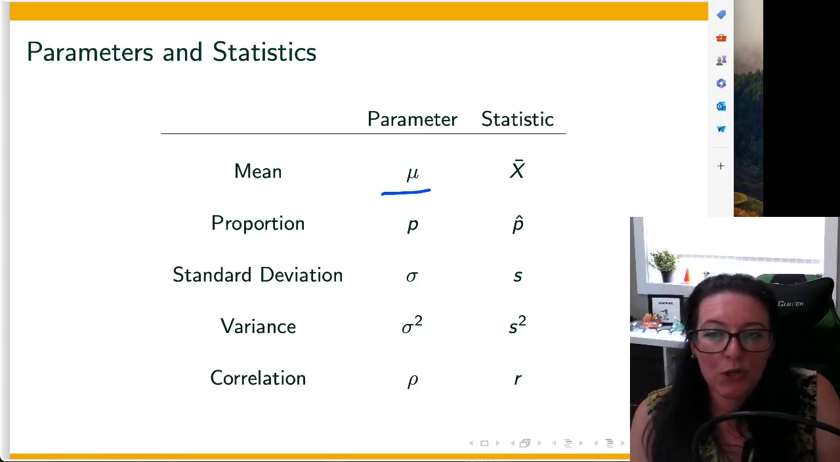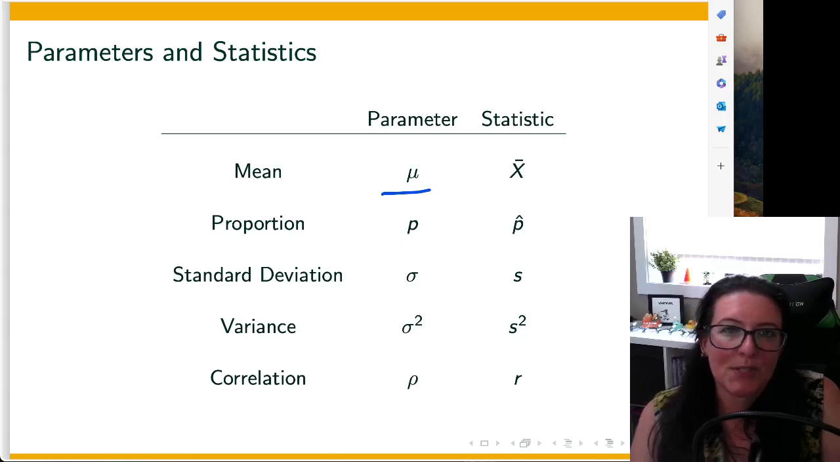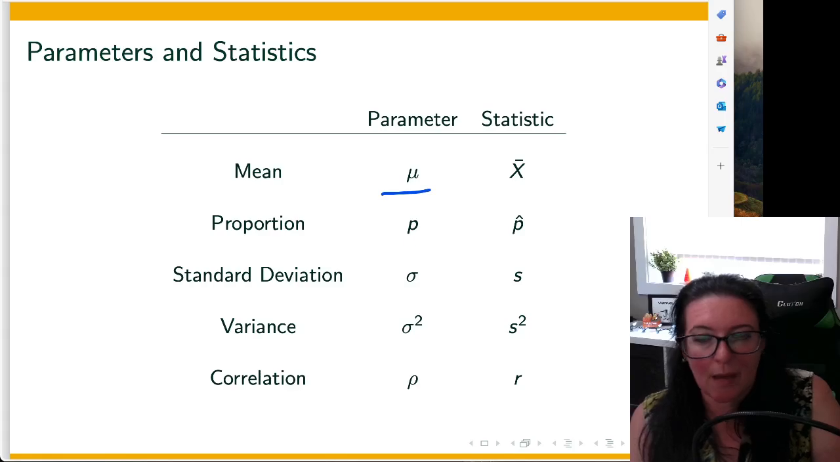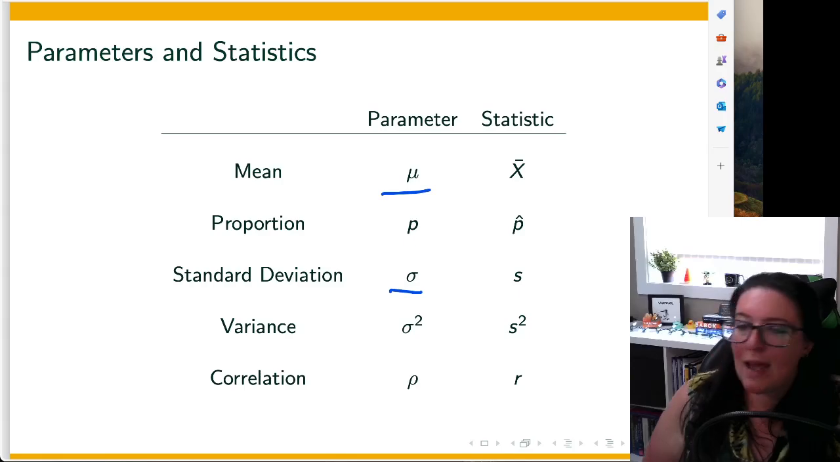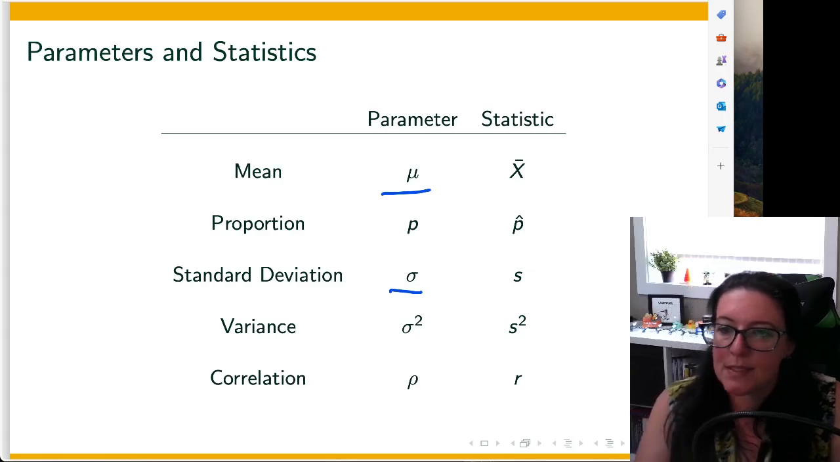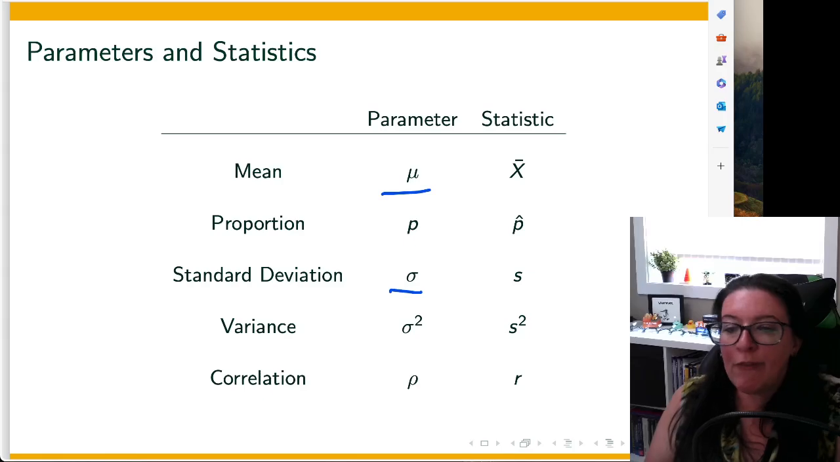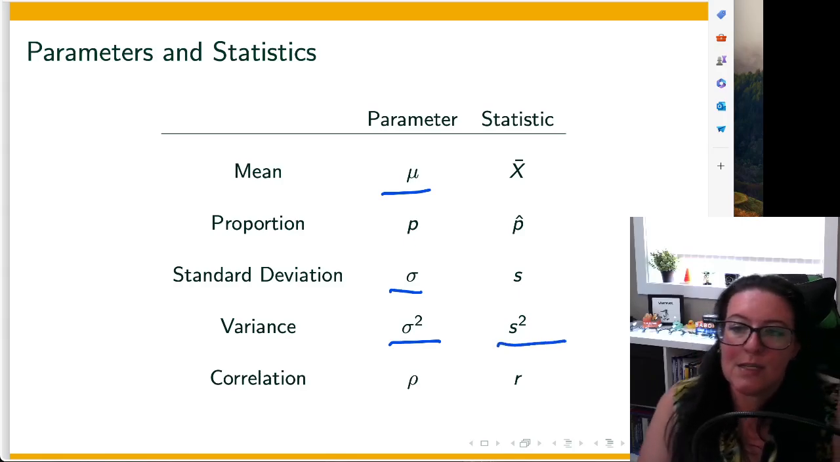Now, if we're looking at proportions, so percentages who fall into certain categories, then for our population parameter, we'll use the lowercase p. And if we are looking at a sample statistic, we might use a p hat, for example. For standard deviation, a common nomenclature is that the parameter is sigma, and for the sample statistic, it is S. So standard deviation S is for the sample and sigma is for the population. Variance, since it's just standard deviation squared, is either sigma squared for the parameter or S squared for the statistic.